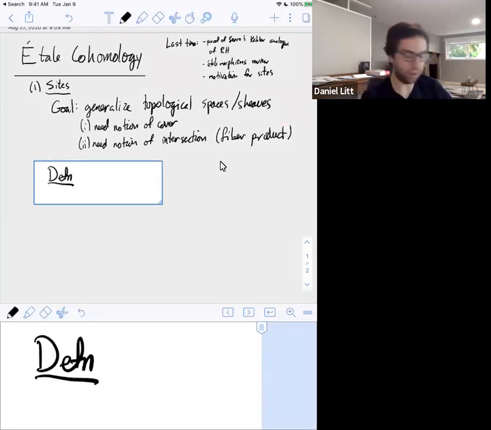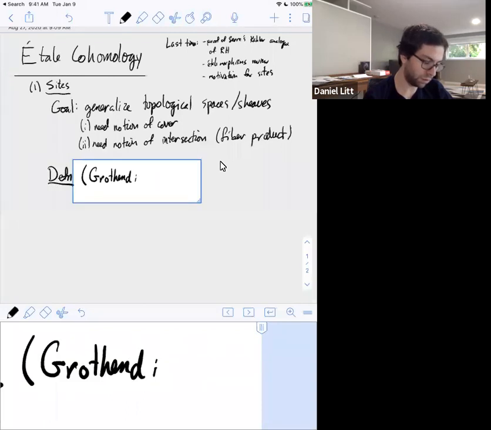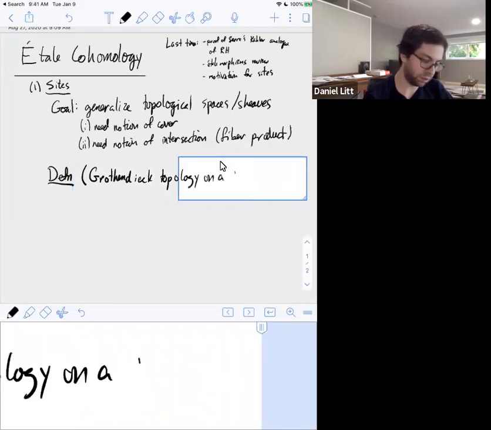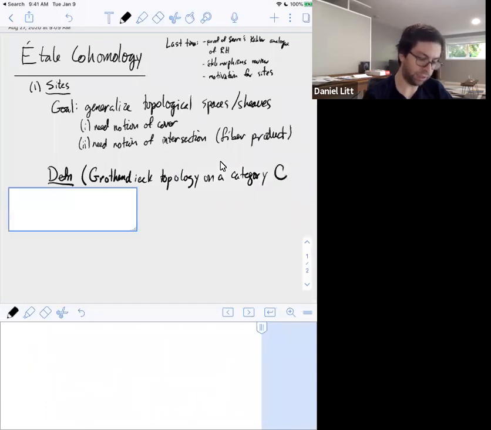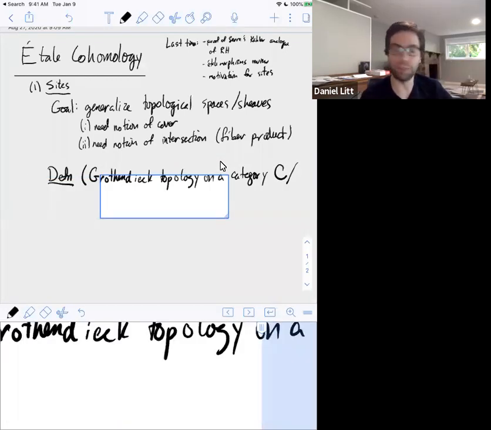of today, which is the definition of a Grothendieck topology on a category C. Okay, and given such a thing, namely a category with a Grothendieck topology, we're going to call that a site, or sometimes we'll call that a Grothendieck site.